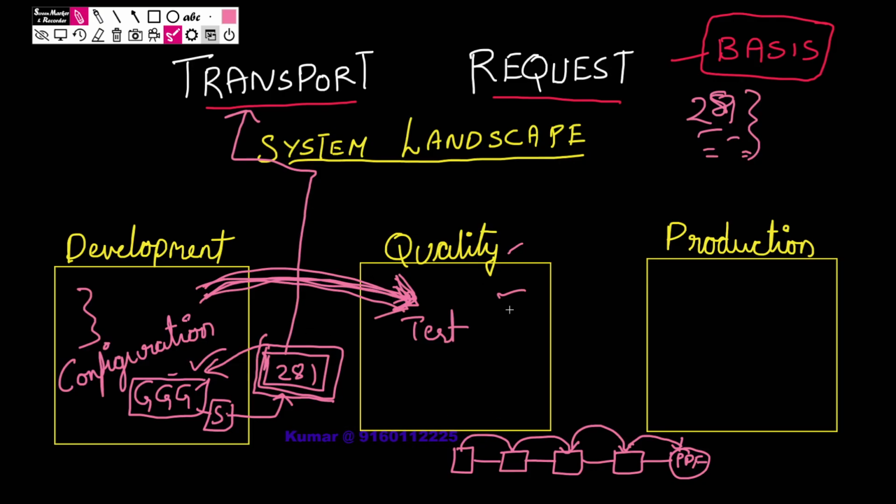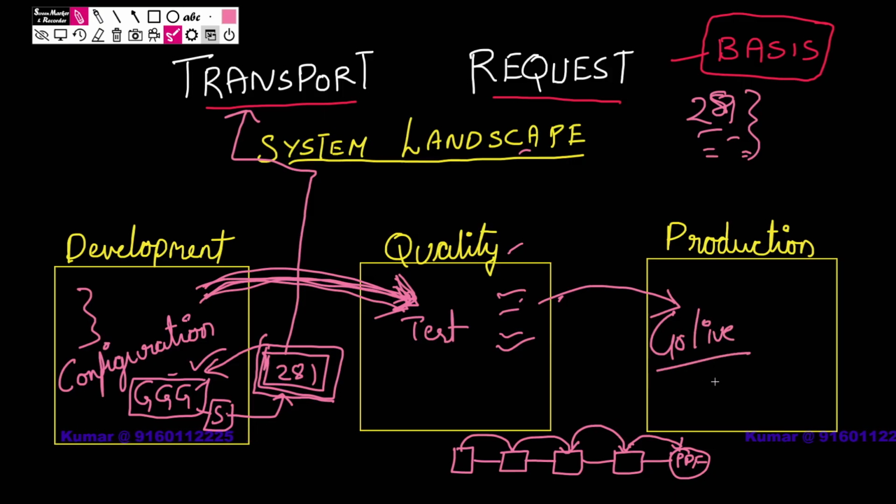So after testing, if everything goes well and is working well, then only we'll transfer the configurations and whatever activities we have done again, from the quality server to the production server. Okay, the production server is called the go-live server, where we are going to deliver the product at the client place. So the client will start using the system. Okay, the client will start using the SAP system, I mean to say.